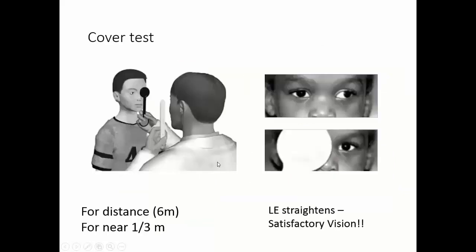So the next test in a squint is the cover test. This is how you do the cover test. This is for the near cover test. You give a near target and close one eye with this thing called an occluder.